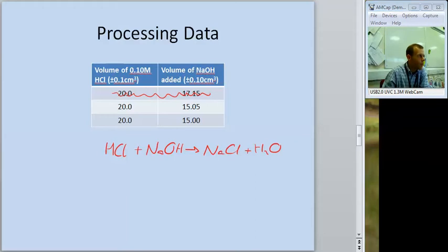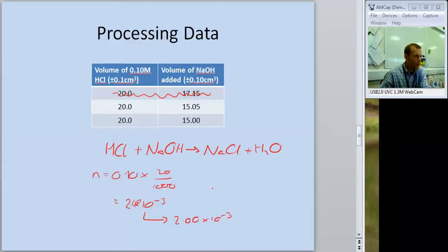So I can work out the number of moles of HCl that I've got in there. The number of moles is concentration times volume. So my concentration is that. My volume is that. Which means my number of moles is going to be 2 times 10 moles. Put some decimal places in here. Yep. And looking at my ratio, I've got a 1 to 1 ratio, so I'm going to expect to see that many moles of NaOH.